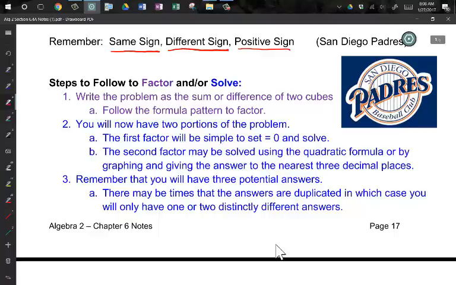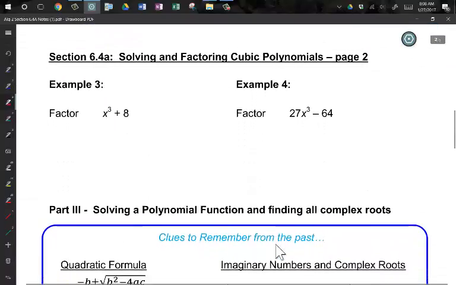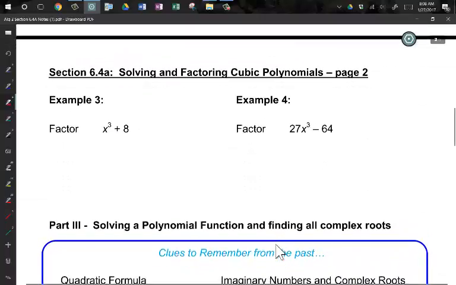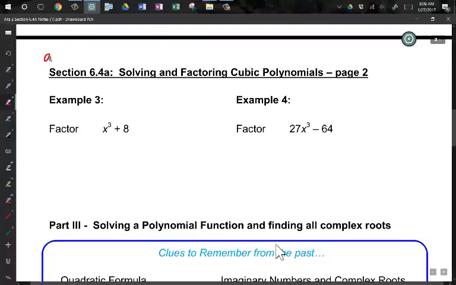So I'm going to slide up intentionally, which causes our formulas to disappear. And let's see if we can reproduce our formulas right now without looking back. A cubed plus b cubed.